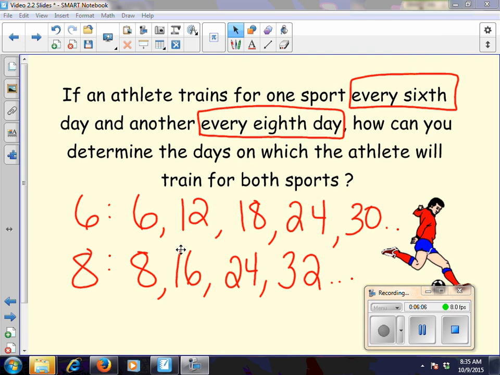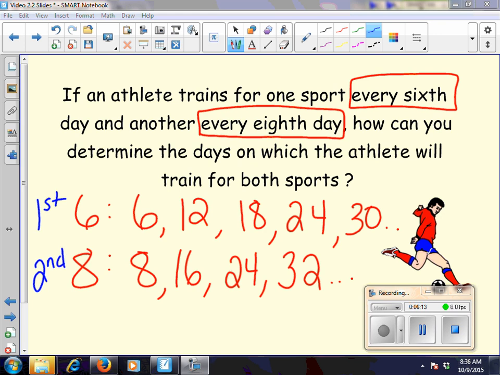And when I look for anything in common, I see that they share a 24 and a 24. So what does that mean? If I train for the first sport, I'm going to be playing that sport on the 24th day of the month. And the second sport, I'm also going to be training on the 24th day of the month. So every 24 days, I'm going to be training for both sports together on the same day.